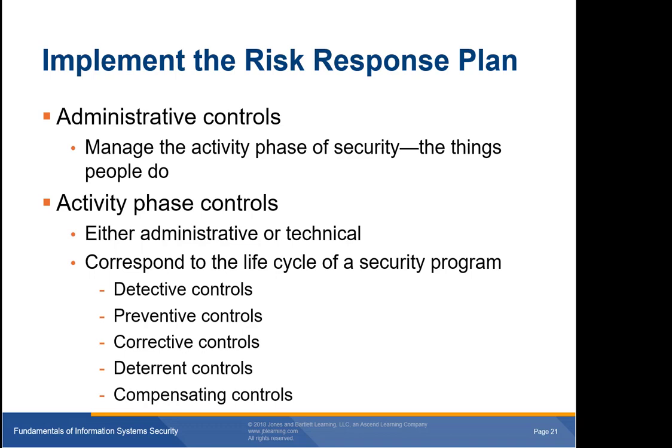Some controls manage the activity phase of security, the things people do. These are administrative controls. Administrative controls develop and ensure compliance with policy and procedures. They tend to be things that employees might do, things employees are supposed to do, or things employees are not supposed to do. A control carried out or managed by a computer system is a technical control. Activity phase controls can be either administrative or technical. They correspond to the life cycle of a security program as follows.